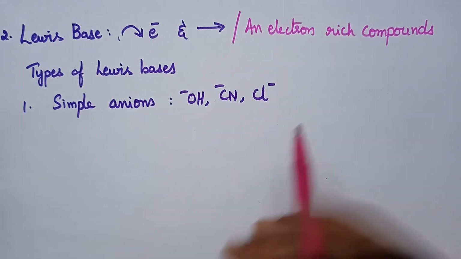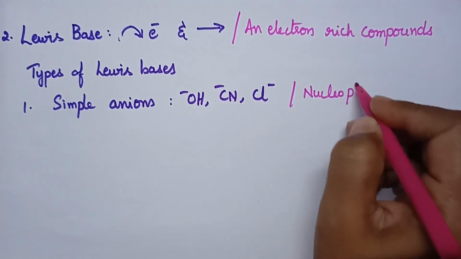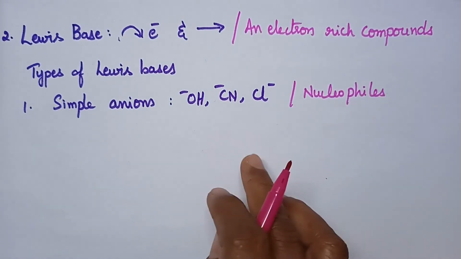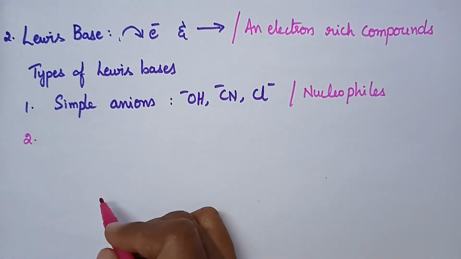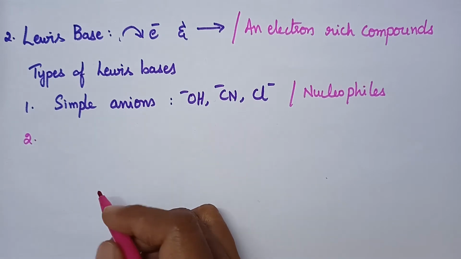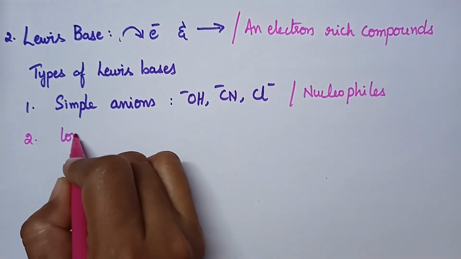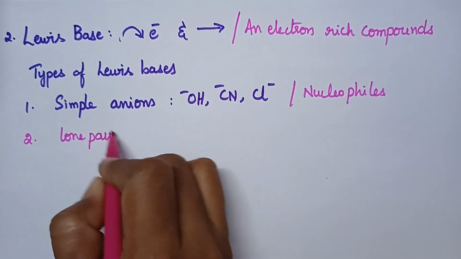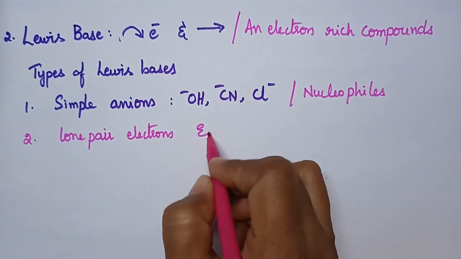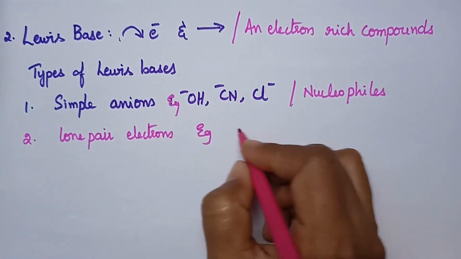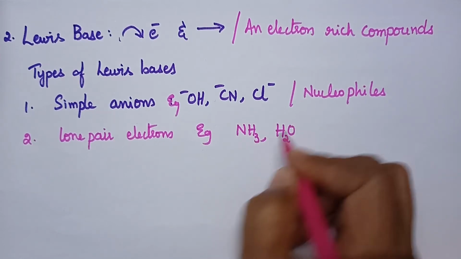In other words, we can also call them nucleophiles. So nucleophiles are the best examples of Lewis bases. At the same time, generally the molecules which contain at least one lone pair of electrons will act as Lewis bases, and the best examples include ammonia, water, etc.